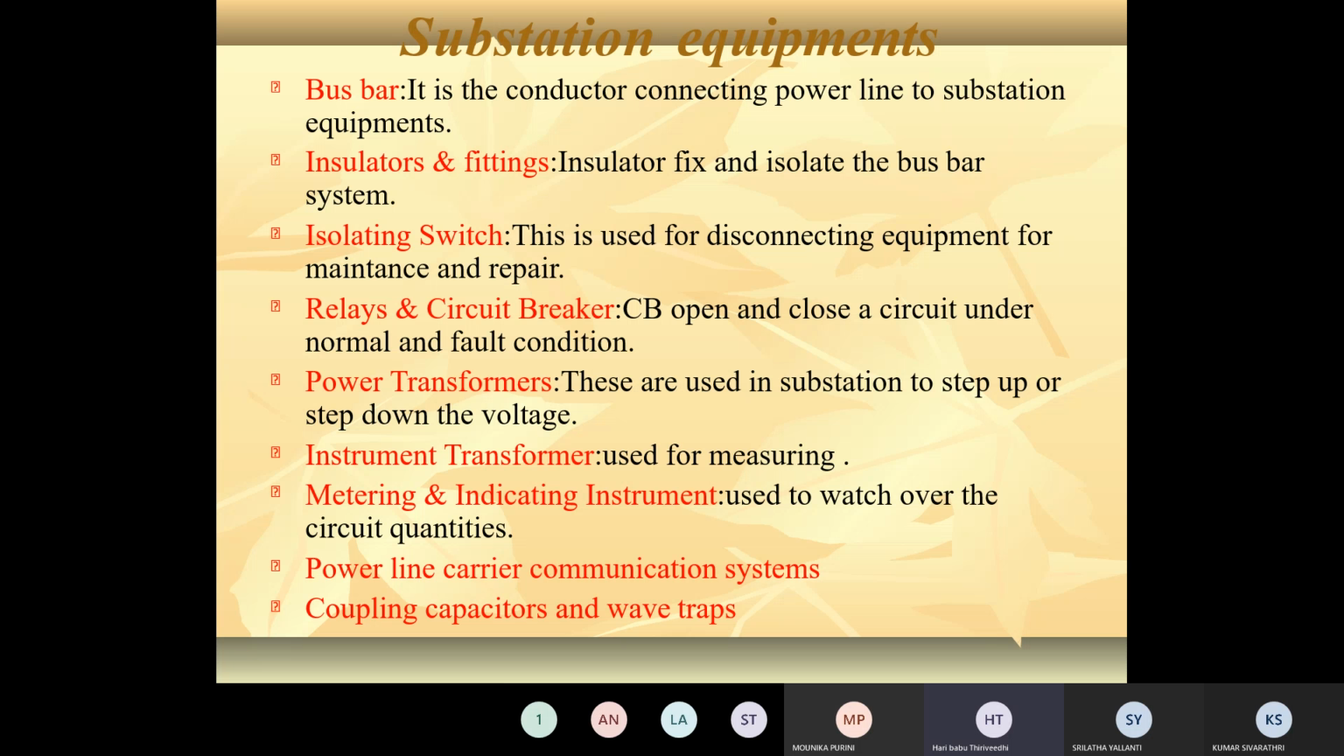Next, metering and indicating instruments. That means auxiliary equipment. Metering means, in a substation, active power is measured, reactive power is measured, apparent power is measured, power factor is measured, and at any instant what is the voltage, what is the current, like that you can measure all the values. To measure all such values, we may use so many instruments: voltmeters, ammeters, power factor meters, right? So that is the metering and indicating instruments.